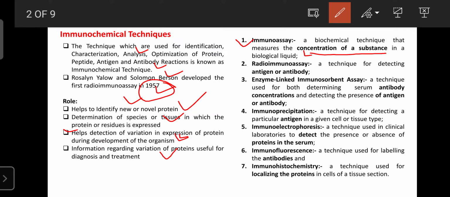So like that, the immunoassay is helpful to measure the concentrations of a substance in a biological fluid. That is helpful for various kinds of endocrine disorders or many other infectious diseases where the protein level or substance level either increases or decreases. Okay, next one is the radioimmunoassay.